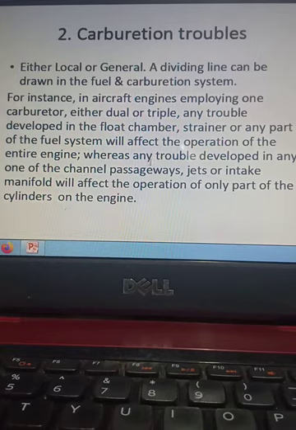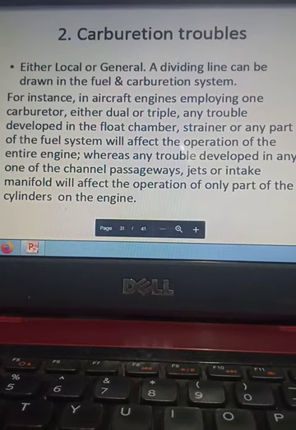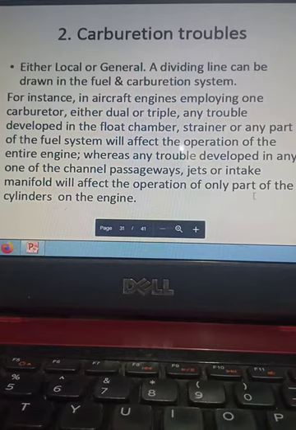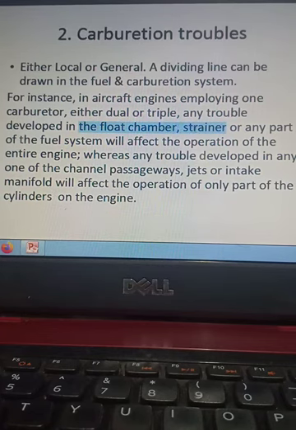So, in what way nga ma-classified siya as local? Okay. Whereas, any trouble developed in one of the channel passageways, jets, or intake manifold will affect the operation of only part of the cylinder of the engine. Okay? Kung imuhang makita, kaning flow chamber or kanang imuhang strainer that is the main component of the system.